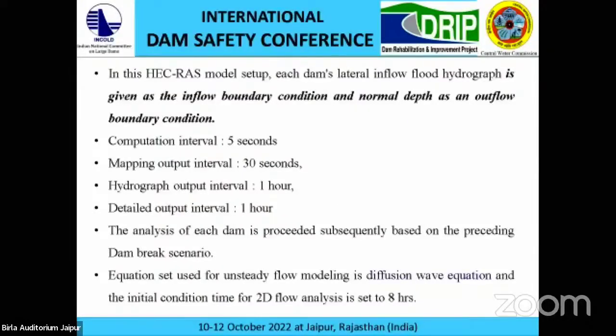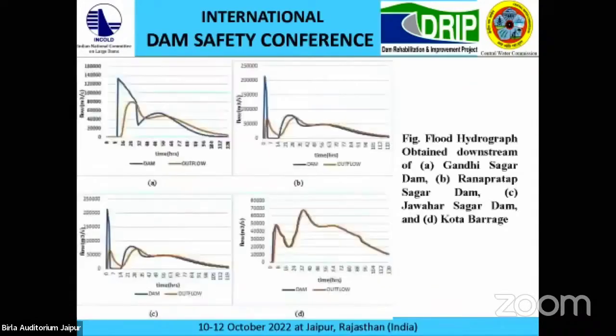In this HEC-RAS model, lateral inflow has been given, and we have provided all these inflow boundaries and normal depth as an outflow boundary. Computation time has been taken as 5 seconds, and mapping interval 30 seconds. So all these settings have been kept in this 2D flow analysis, and these are some of the outputs.